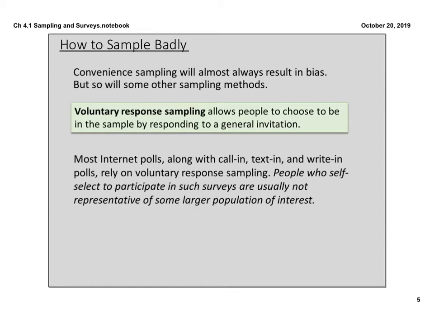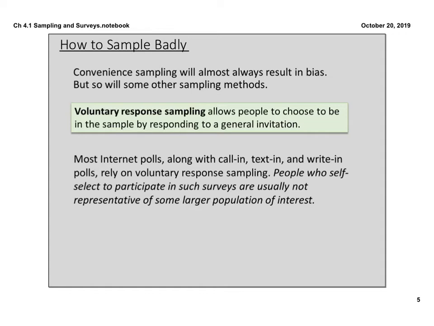Voluntary response sampling is when you allow people to choose to be in the sample by responding to a general invitation. You're not recruiting them and, for lack of a better word, forcing them to be in the study. If you recruit somebody and they know beforehand what they have to do to be in the study, then you can do things a little more accurately, because you know you're going to get responses from them. But if you just throw a whole bunch out there and hope you get some back, that's voluntary response. That's not a super awesome way.